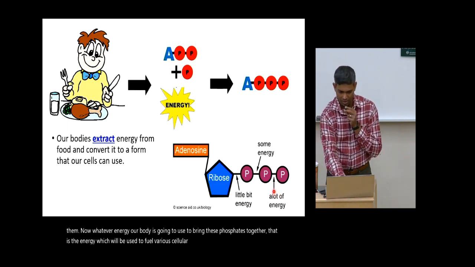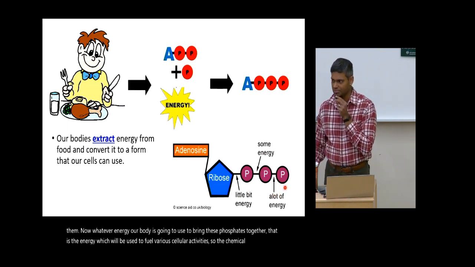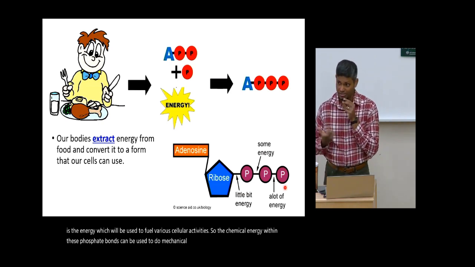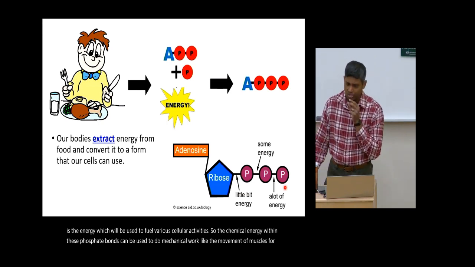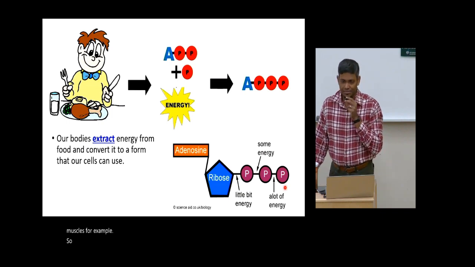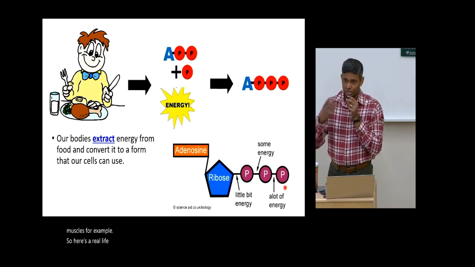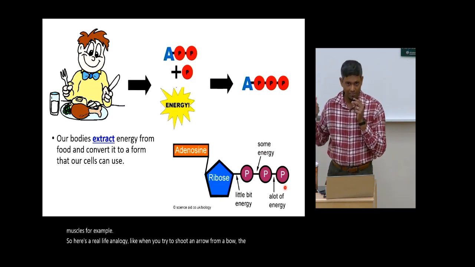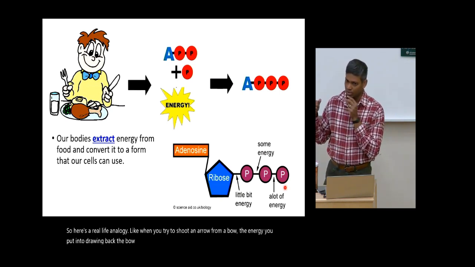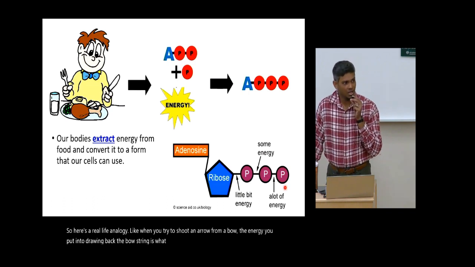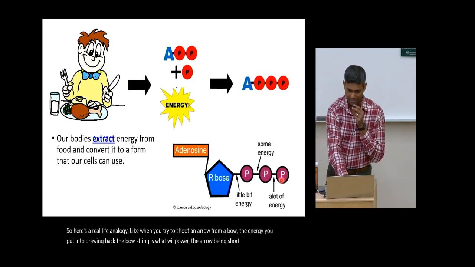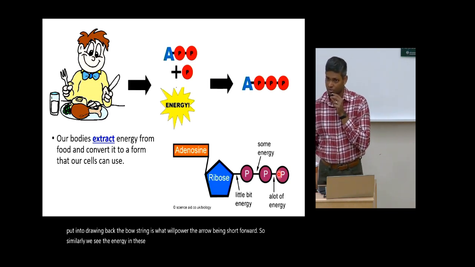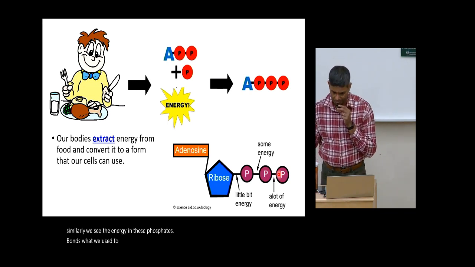So the chemical energy within these phosphate bonds can be used to do mechanical work, like the movement of muscles, for example. So here's a real life analogy. Like when you try to shoot an arrow from a bow, the energy you put into drawing back the bowstring is what will power the arrow being shot forward. So similarly, we see the energy in these phosphate bonds will be used to fuel cellular activity.